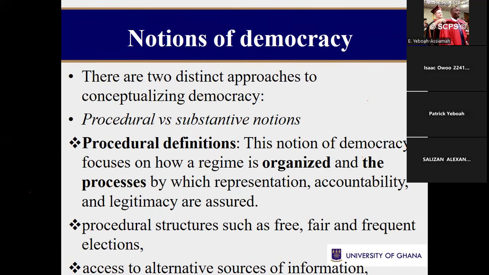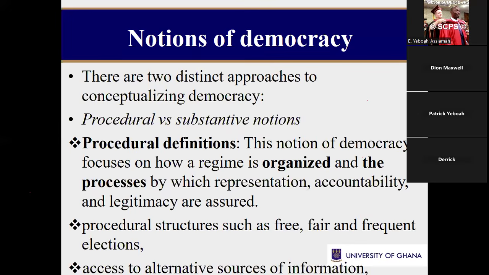Processes such as free and fair, transparent elections, majority rule, access to information, and an independent judiciary. Now, these focus on the procedural definitions. Are you with me? Yes, please. We are with you. Fantastic. And that is the minimalist definition. Okay, minimalist definition. That is the minimalist definition.